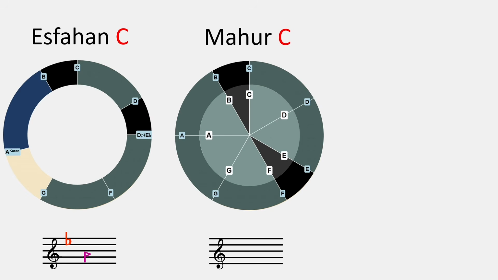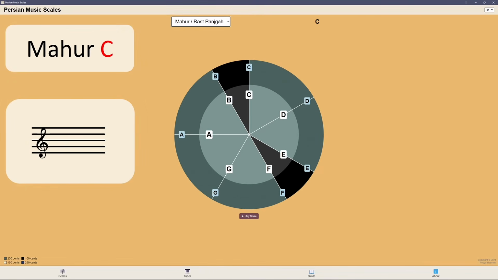Everything we've explored, mapping Persian scales, visualizing their structure, and connecting them to the diatonic scale, comes together in this interactive app. Here, you can dynamically explore and analyze Persian scales. By rotating the diatonic circle, you can instantly generate different modes and find their key signatures with ease.